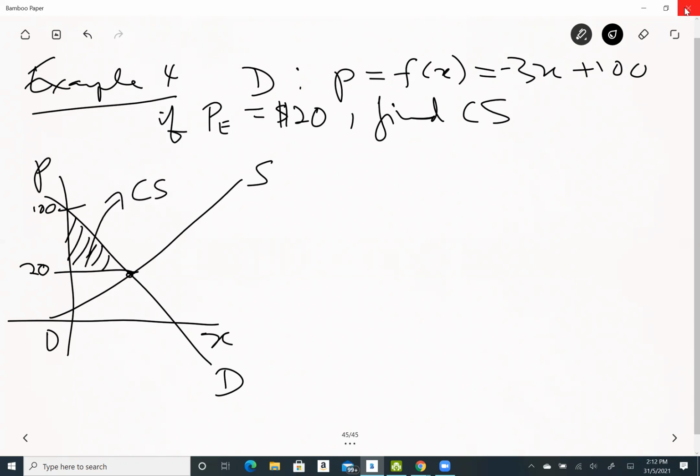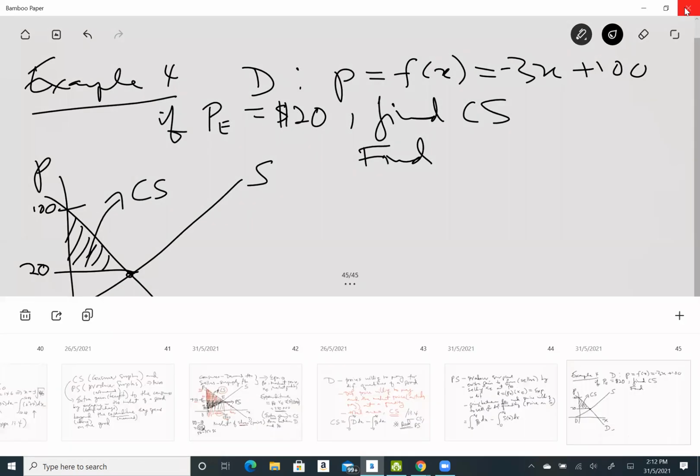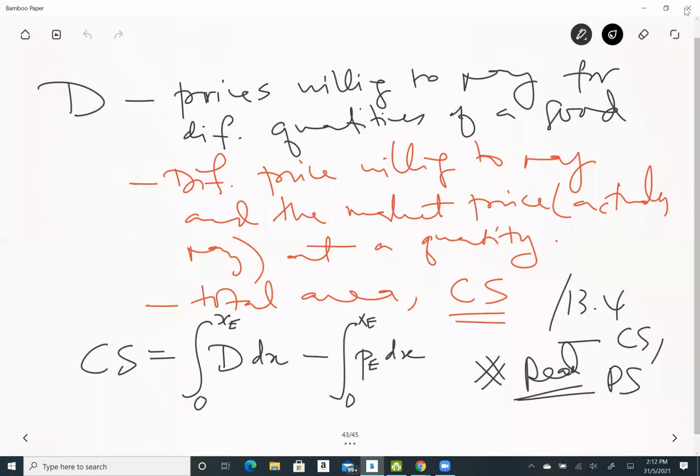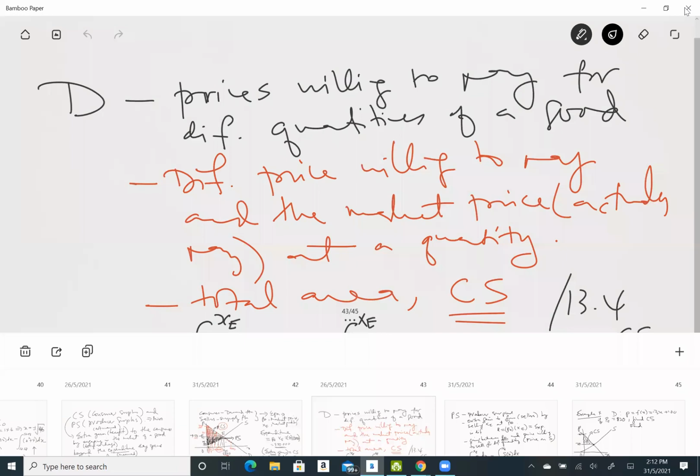Now, in order to find the consumer surplus, what do I need? I already have the demand function. I have the market price. One more thing that I need is what? Because we know consumer surplus is equal to the integral of the demand function from 0 to xe minus the integral of the market price from 0 to xe. So what do I need in order to get the consumer surplus?